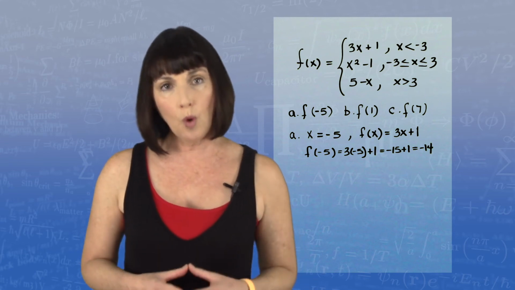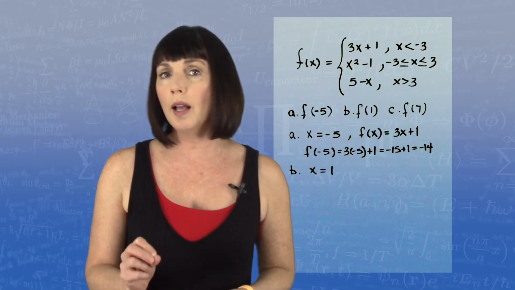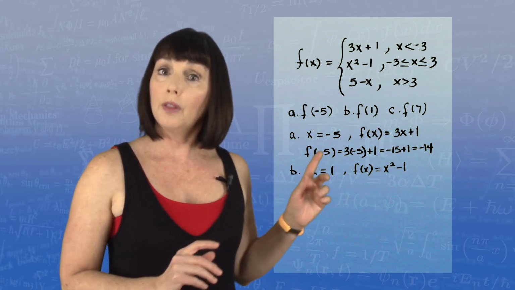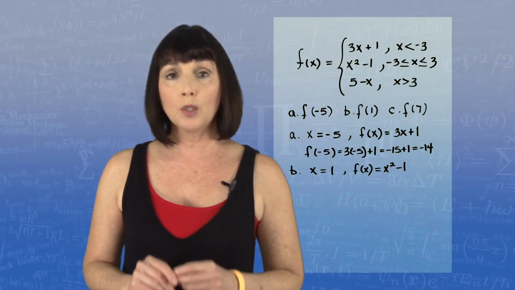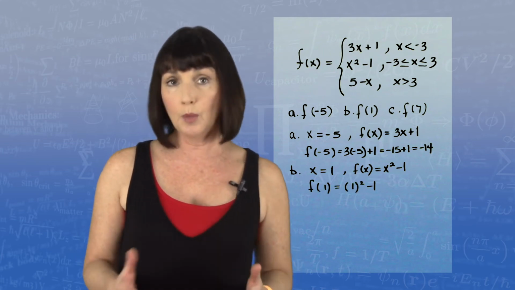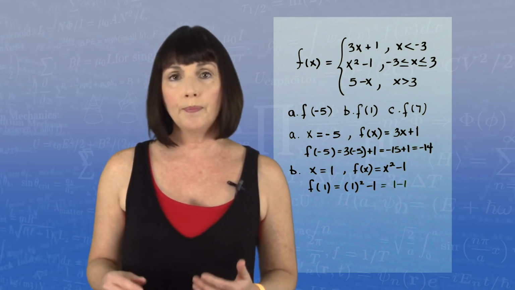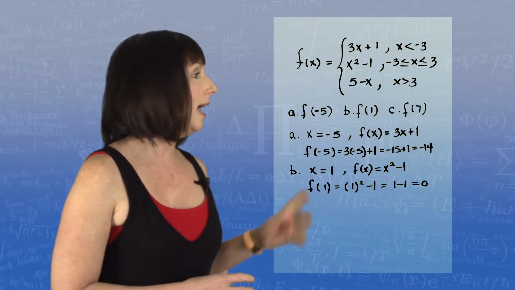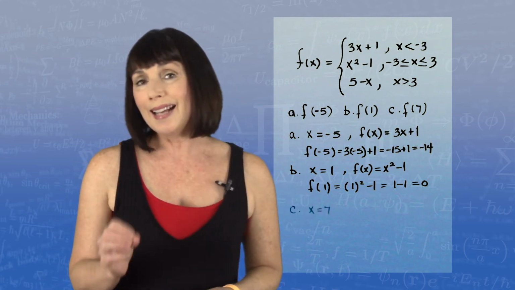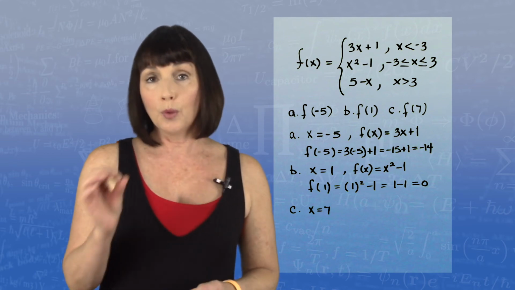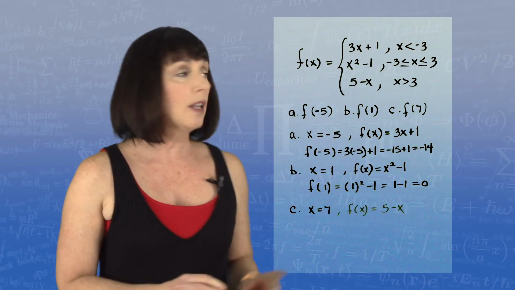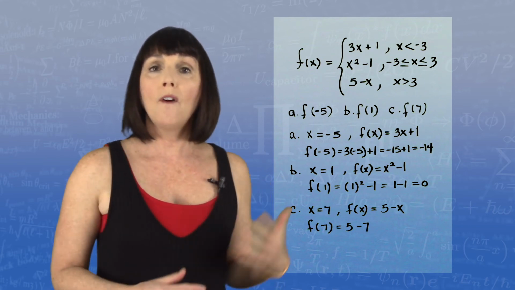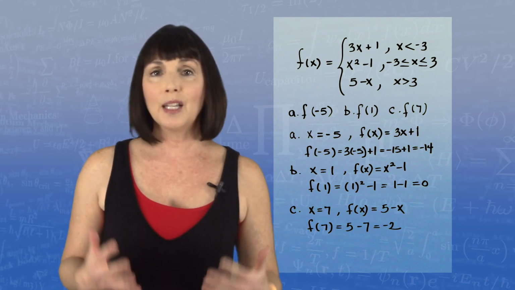Okay, what about f of 1? When x is equal to 1, which rule defines our function? That would be the middle one, x squared minus 1. So f of 1 is equal to 1 squared minus 1. 1 squared is 1, minus 1 is 0. And finally, let's look at f of 7. When x is equal to 7, then the rule that defines our function is 5 minus x. So f of 7 is equal to 5 minus 7, and that's equal to negative 2.